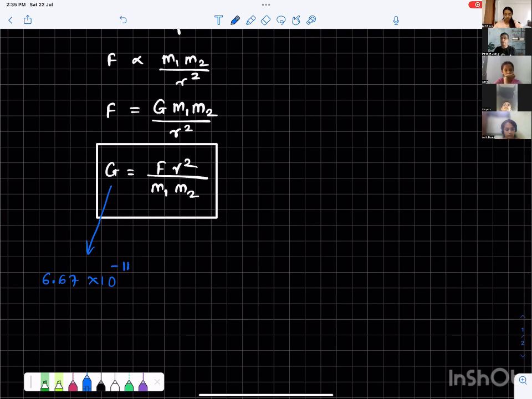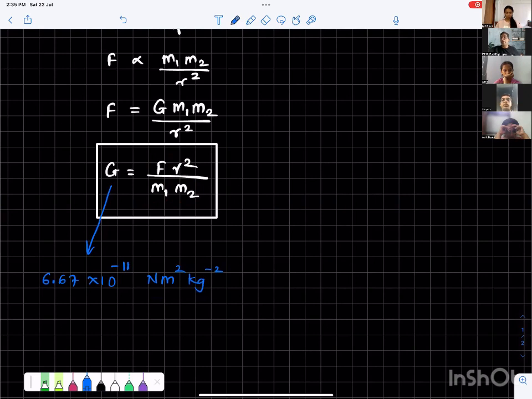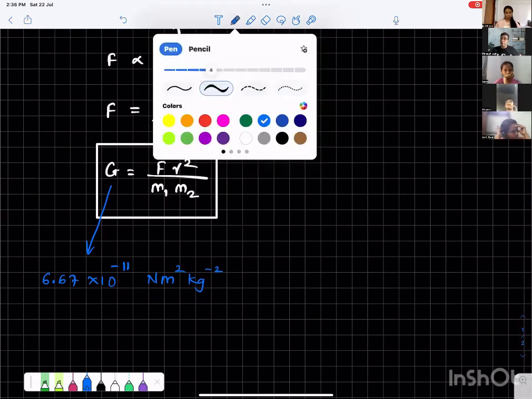Now, what are the units? What will be the unit of force, guys? Tell me. Ashi, unit of force? Newton. Unit of distance? Meter. So meter squared. This is kg, this is kg. Got it? So this will be Newton meter squared per kg squared. Clear, everyone? These are the units. You have to learn these units by heart, guys. They can ask you the units, and they can also ask you the value. So you'll have to learn both the things by heart.